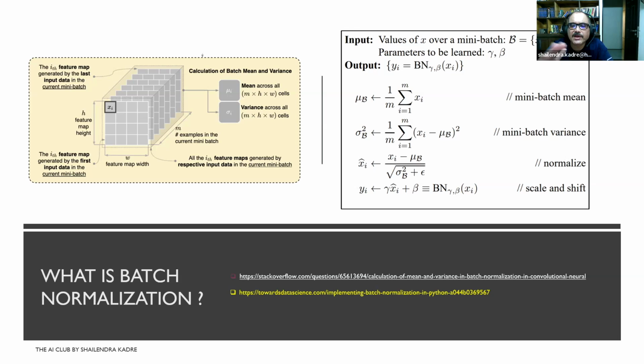Now you will ask me, sir, what is the last equation, which is y i equals gamma x i cap plus beta? On the top is the output. Input is given, and output also is given. So output y i is a function of batch normalization, of gamma and beta. What are gamma and beta? Gamma and beta here are learnable parameters which we pass from outside.